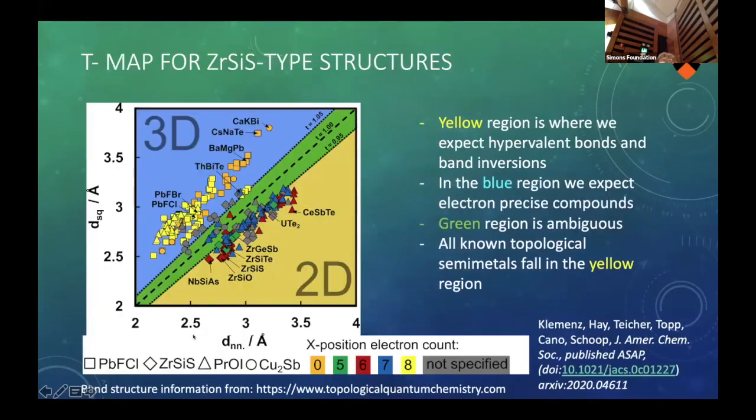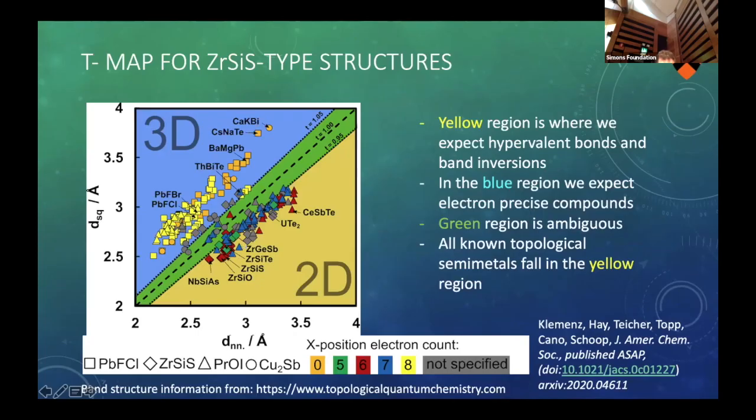So we can make a plot. Here we put the distance inside the square net on one axis, and the distance to the next nearest neighbor on the other axis, which makes it so all compounds which fall in this yellow area are the compounds where we expect band inversions to appear, and all compounds up here in the blue area are compounds where we don't. And then the green area here is kind of the gray area where we don't really know what happens. Our method's not good enough. And the colors here represent electron counts, if we can count. The gray ones are ones where we cannot count electrons.